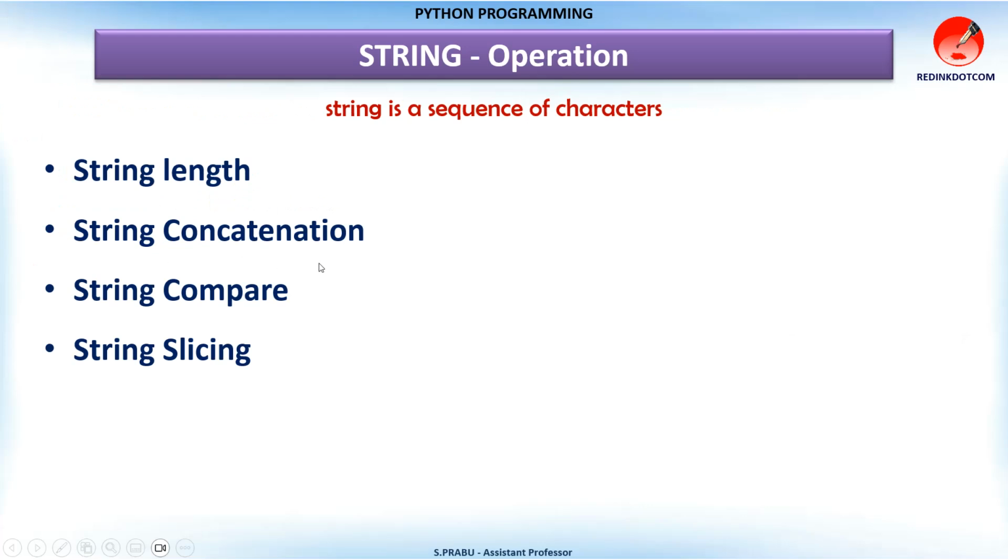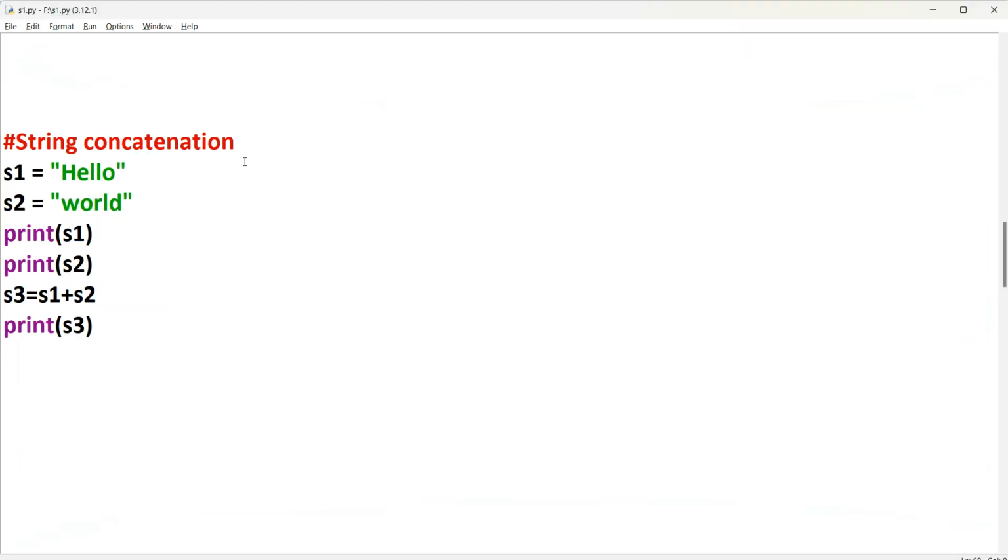In string concatenation, we can combine the second string at the end of the first string. In this program, I create two strings. One is hello, the second one is world. First I print these two strings separately. Then I want to concatenate these two strings. The resultant content is stored in the new string called S3. Then I print the string variable S3.